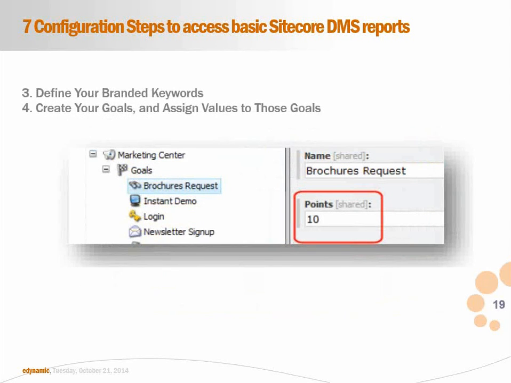Then you have to define your branded keywords. This helps you measure brand awareness and indicates how much you need to promote the brand or company. Step 4 is something we also do in Google Analytics. You need to create your goals and assign values to those goals. We need to create goals and assign values to different goals so that the value metric for visits is calculated in Sitecore. So in Sitecore you have goal value.